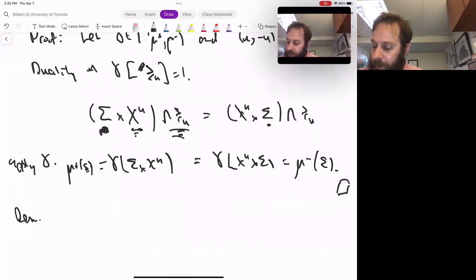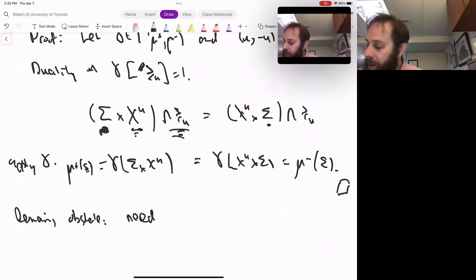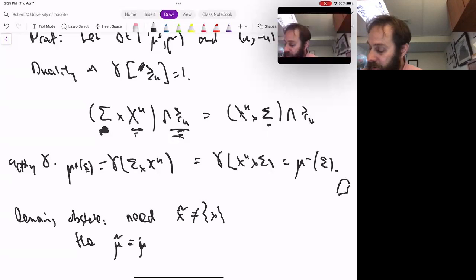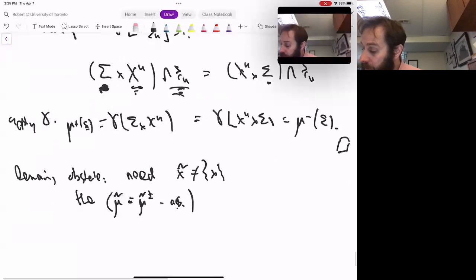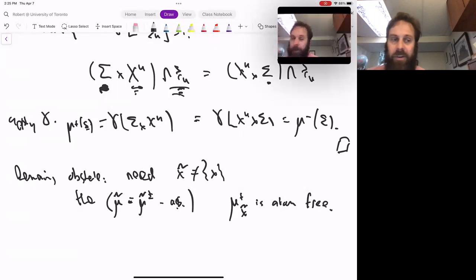So the remaining obstacle is I need that if x tilde is not equal to a single point, then mu tilde, which is the common measure, almost surely, mu plus, let's say, restricted to x tilde is atom-free. This was the obstacle that Sudakov's proof broke down on that I mentioned last class.